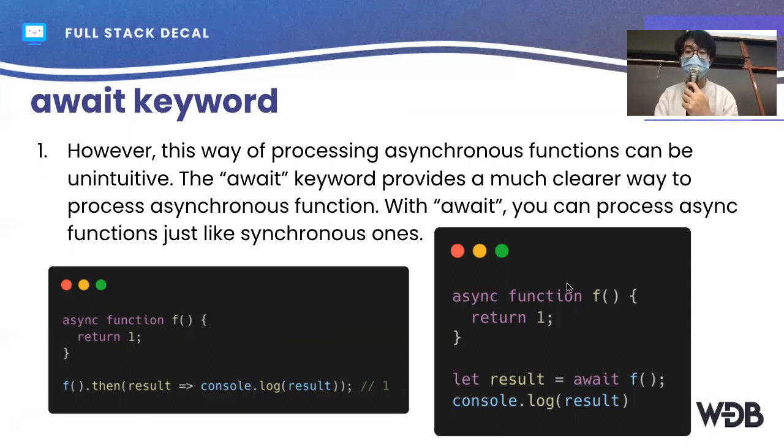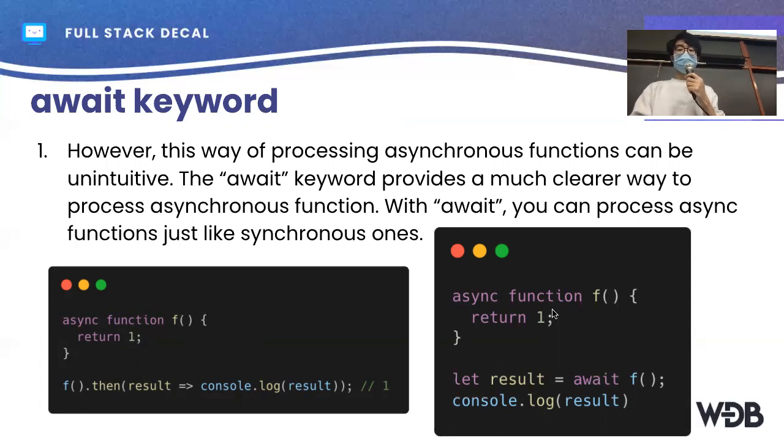As you can see, the function f itself does not really change. It's still an asynchronous function, but the way that we call it changes a little bit. We do let result equals await f. What this does is that by using the await keyword, it will await the promise result. You can think of a promise as something that takes a little bit of time to process, and by using await, it will effectively convert this promise to a normal value.